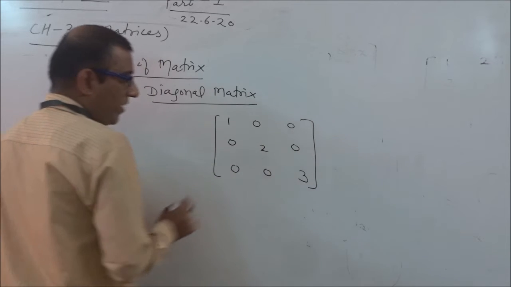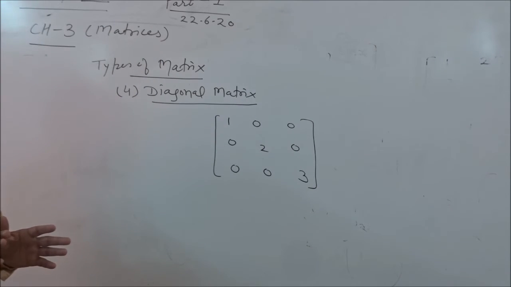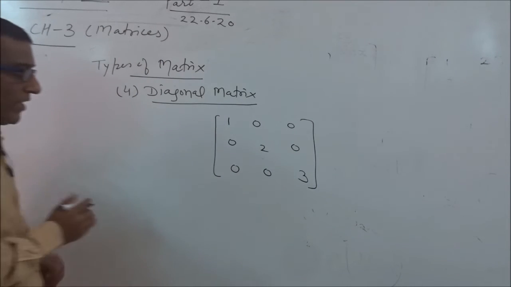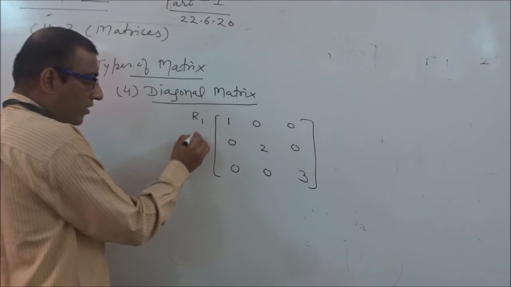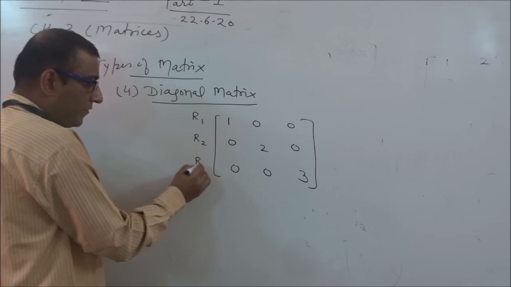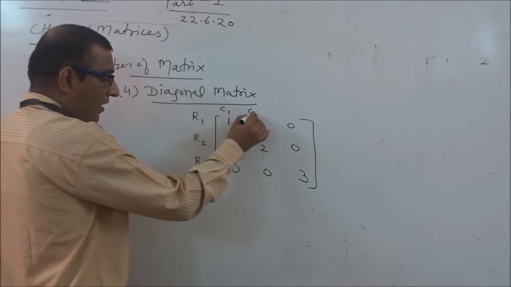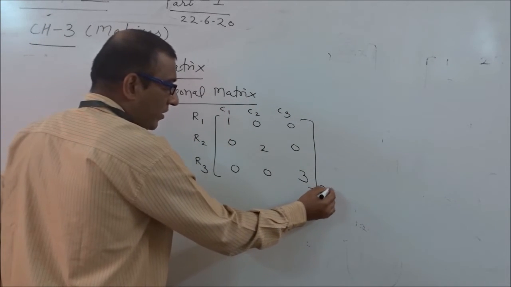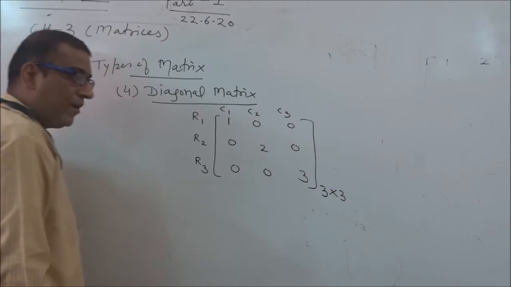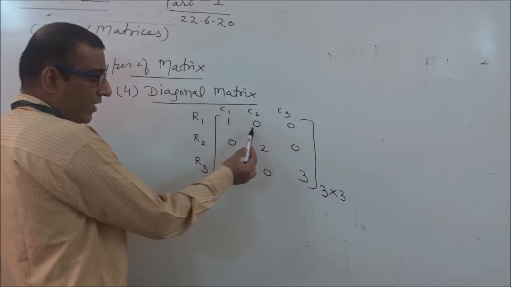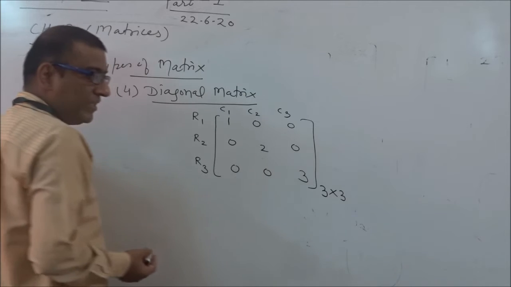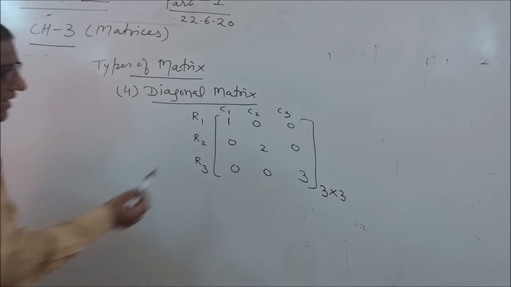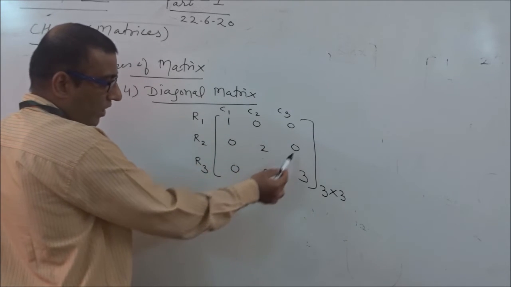If you see this matrix, it is a square matrix. How can we say it is a square matrix? Because 3 rows are here and 3 columns are here. That's why we can say the order of this matrix is 3 into 3. And the diagonal elements are, if you see here, 1, 2, 3. And other elements are equivalent to 0.